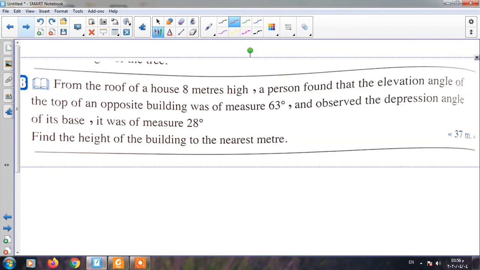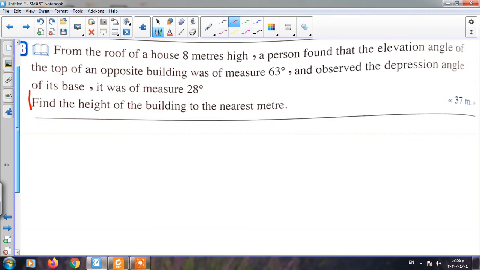From the roof of a house 8 meters high, a person found that the elevation angle of the top of the opposite building was measured 63 degrees, and observed the depression angle of the base was measured 28. Find the height of the building to the nearest meter. We have two perpendiculars here, the house and the building.